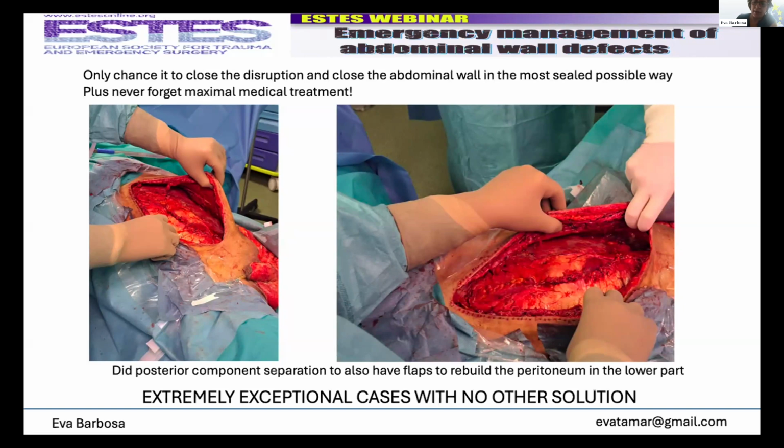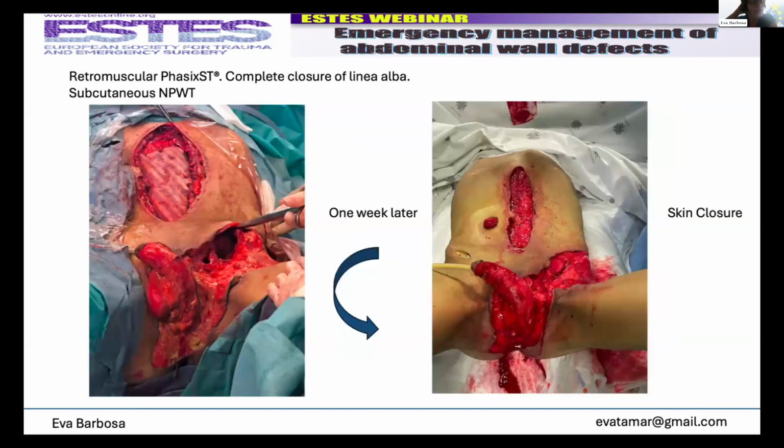And after that, we could manage to put a biologic mesh in there, more or less resistant to infection, not a synthetic mesh. And complete closure also of the linea alba. Do not close the skin because of high risk of infection. So just put subcutaneous negative pressure wound therapy.